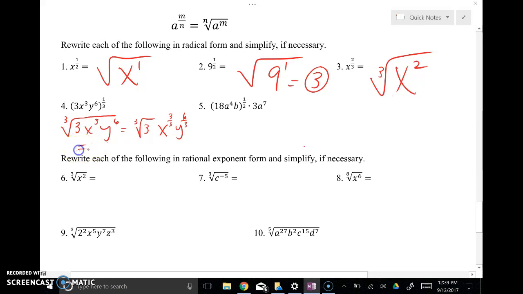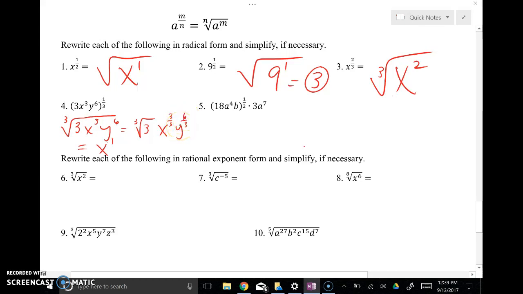So then I can ask myself, does the cube root of 3 simplify? Are there any factors of the cube root of 3 that are perfect cubes that I could take out? The answer is no. So it's going to stay like it is. But 3/3 is a fraction that will reduce. So 3/3 reduces to 1. So I can rewrite this as x to the 1st power.